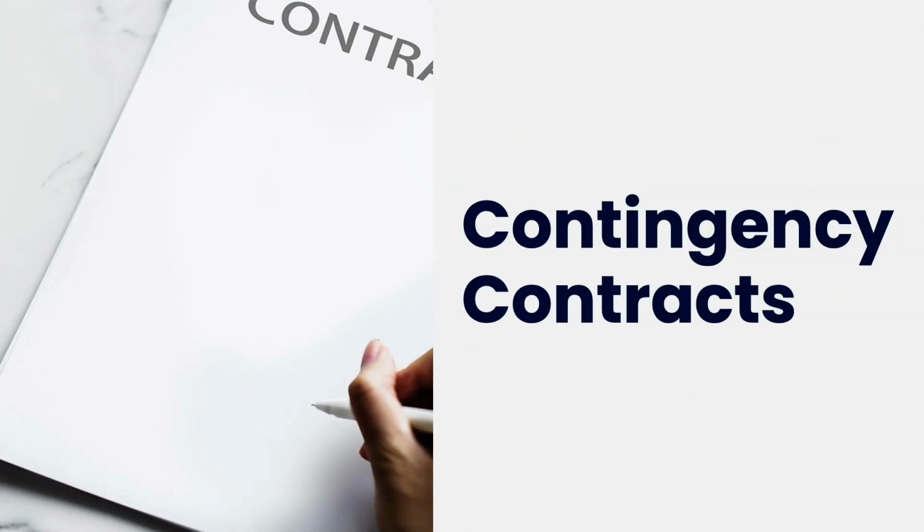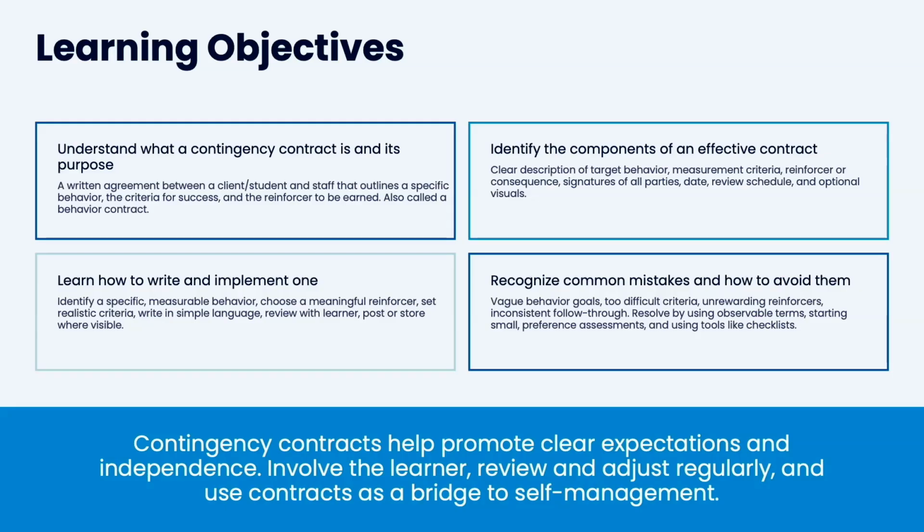We're going to talk about contingency contracts. This is the last section in the differential reinforcement module, and this is the last way that we can utilize differential reinforcement to modify behavior. It's also probably the easiest topic in this module. So we're going to understand what a contingency contract is and what its purpose is.